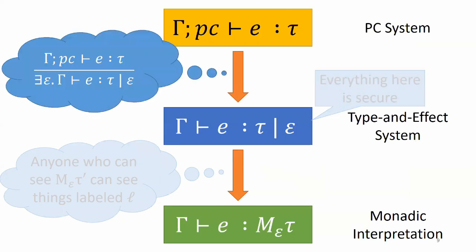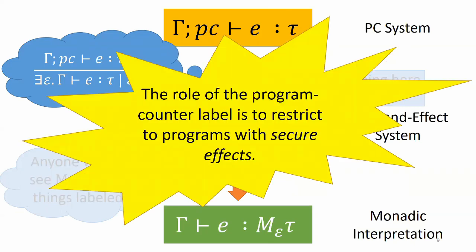Thus, we can give the following semantics to the PC system, which is incredibly simple. If a program type checks in the PC system, then there is an effect such that the program type checks with that effect. In other words, the role of the program counter label is to restrict our language to programs with secure effects. These are the key ideas behind our model.